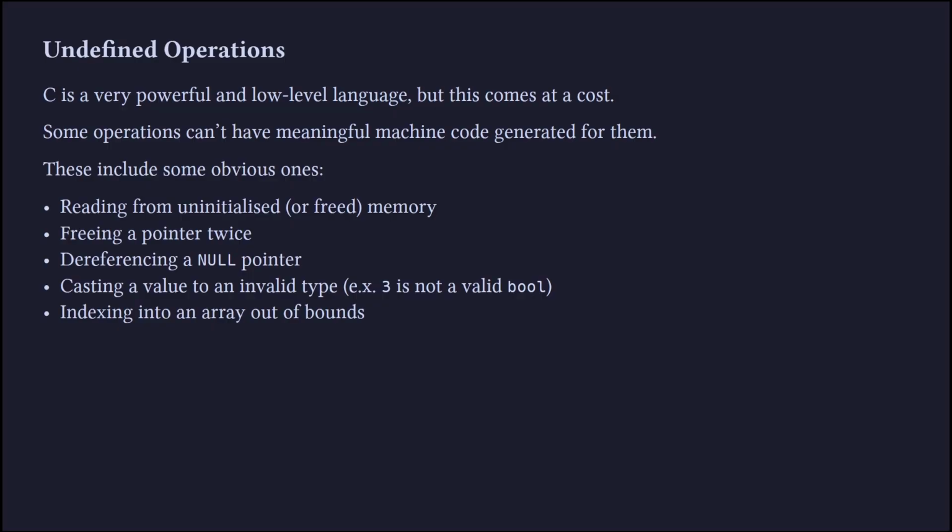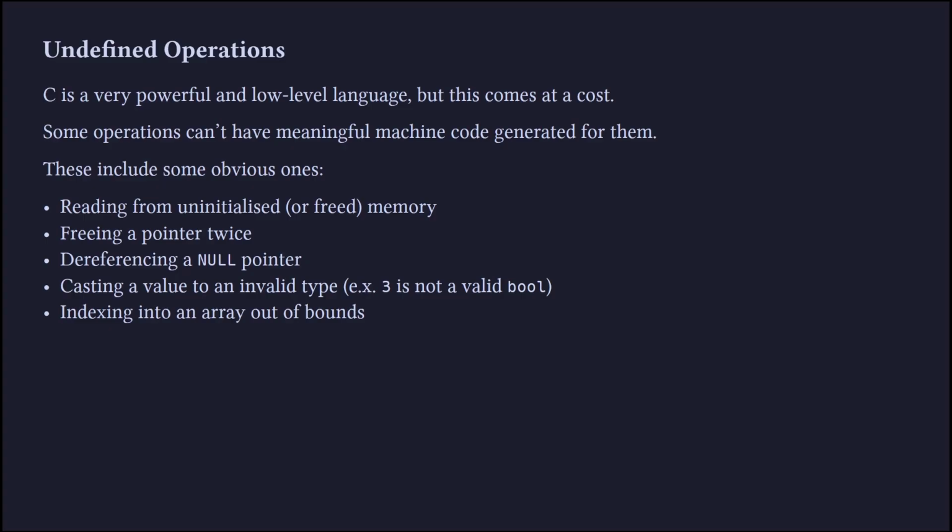So, there's a couple of operations that this doesn't make a lot of sense for. Obviously, reading from memory that isn't initialized, freeing a pointer twice. So, if we have an area that we've malloced and we call free on that pointer twice, freeing it the second time is going to cause some issues. Dereferencing a null pointer is the classic example. We're going to see that in a couple of the examples that are coming up.